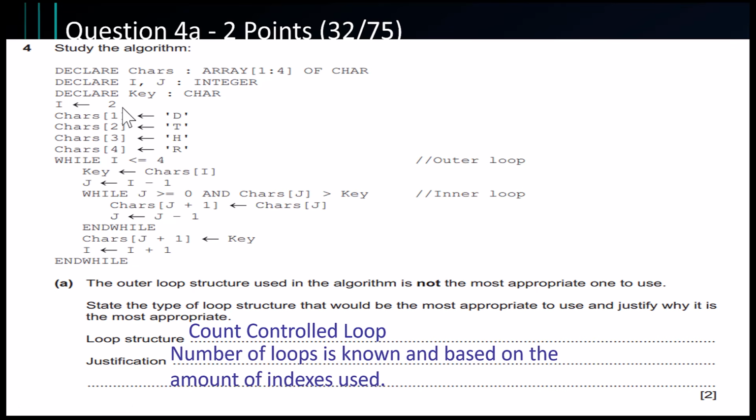So we're going to use a count controlled loop when we know the number of loops or based on the amount of indexes that are going to be used in the program. So that's why you would use a for loop.